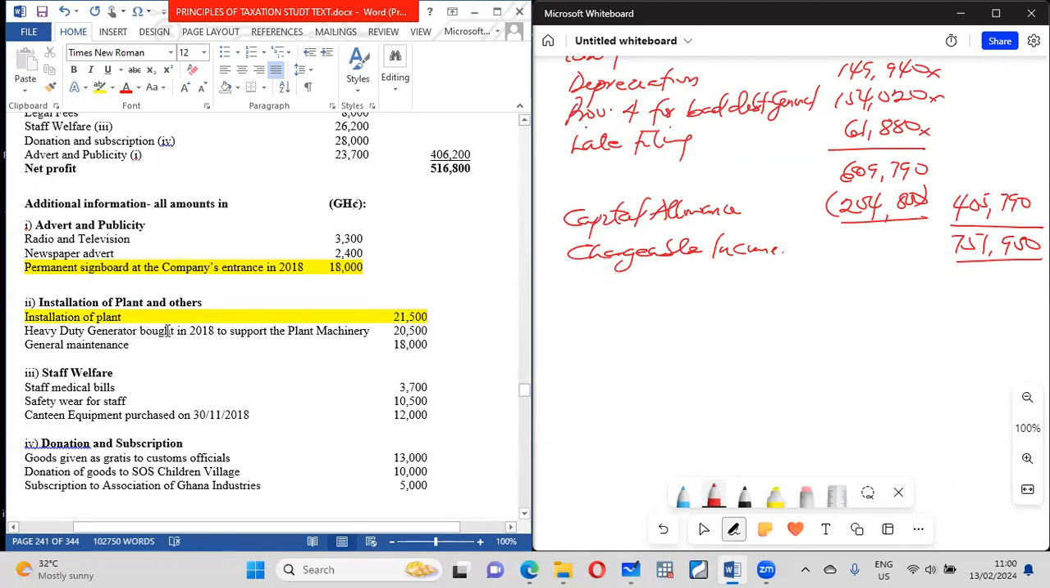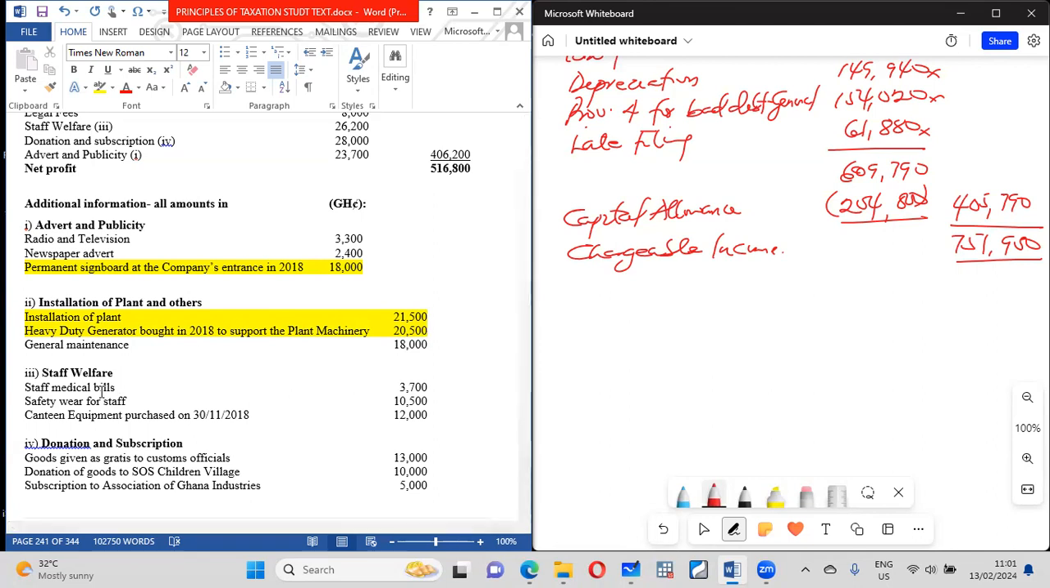Heavy duty generator bought. Okay, that is another one. It's a heavy duty generator that was bought in 2018 to support the plant and machinery. So that is a heavy duty machine. You ask yourself, if there is a heavy duty machine, then that one too might go for capital allowance. Then we have general expenses. As for general expenses, it is a general expense.